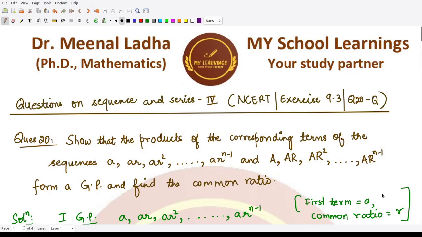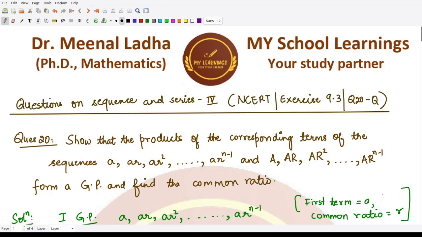In this video we shall be solving question 20 from exercise 9.3. So let's have a look at the question. The question says we need to show that the products of the corresponding terms of these two sequences, the first one in the small letters and the second one in the capital letters, form a GP, and we need to find the common ratio.